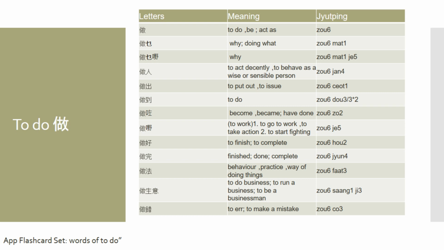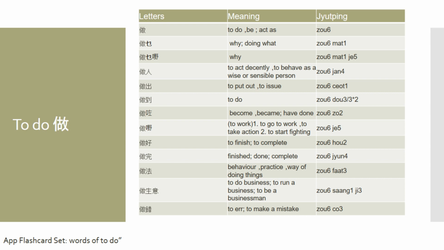Now, if you want to say to act decently or to behave as a wise or sensible person, then you would say 做人. So, for example, to behave as a wise or sensible person, you need to be brave. Then you would say 做人要勇敢.